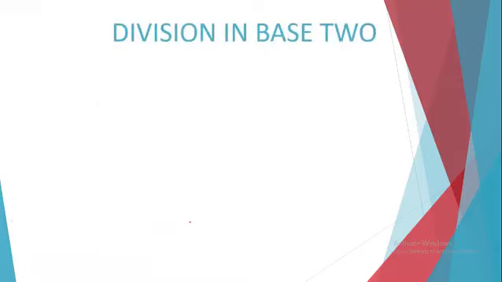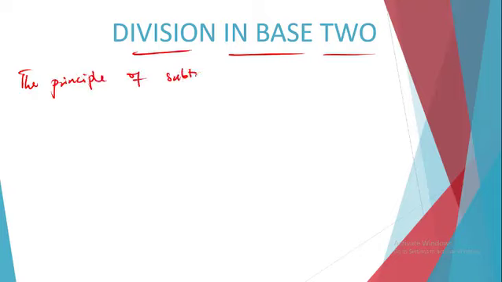Okay, let's quickly go over to division of numbers in base 2. Division of numbers in base 2. How do we divide numbers in base 2? Now, under division, the principle of subtraction is used. Okay, now when we are dealing with multiplication, we use the principle of what? Addition. But in division, the principle of subtraction is what we use, and we apply what we call long division.